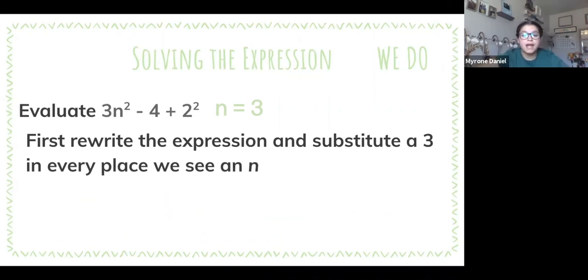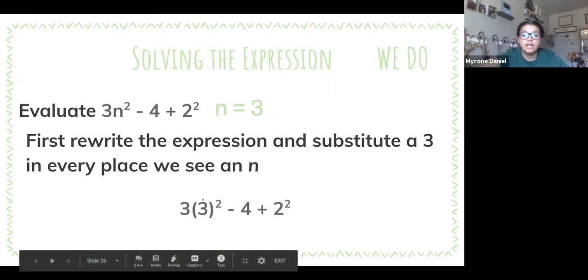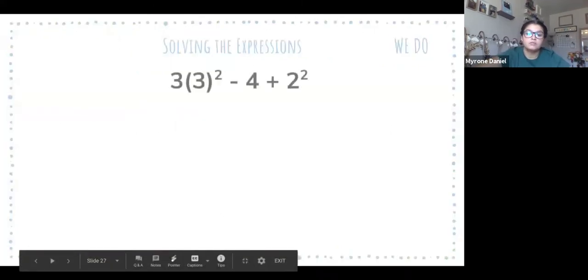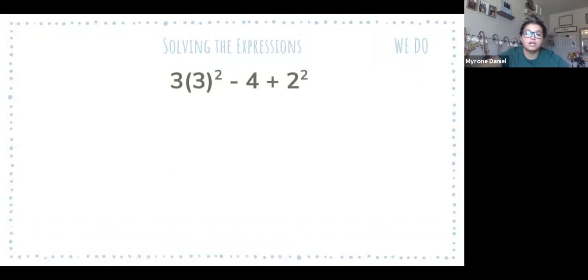Okay, so now that we're back, and we've rewritten the expression and we substituted 3 in every place we see an n. So we rewrote the expression and we replaced 3. As you see, 3 is in parentheses right here. So we know that we're multiplying 3 times 3 squared minus 4 plus 2 squared. So now we have rewritten it. We're going to solve it now.